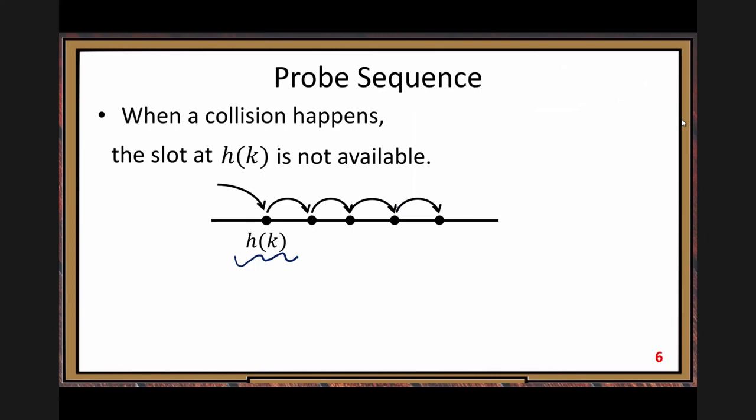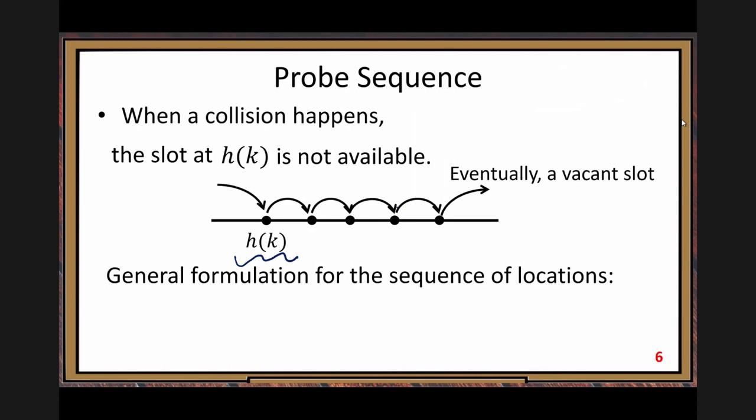You just look at the adjacent one. Yeah, this method usually does not perform well. Eventually, you can find a vacant slot. The problem is you may need to jump too many times, right? Then it will be slower.